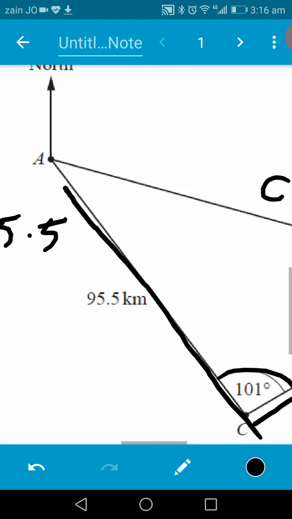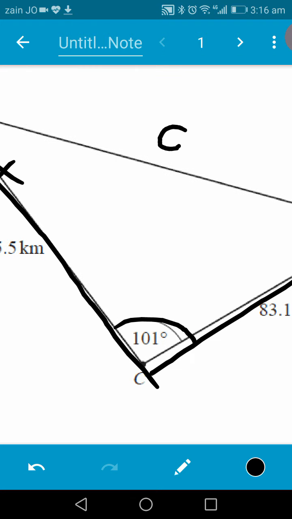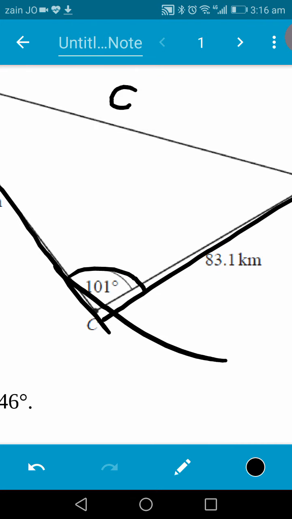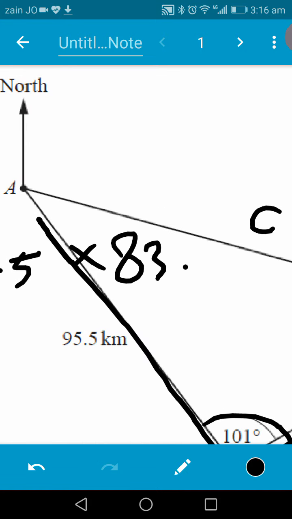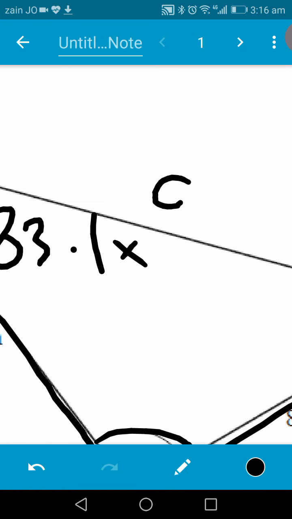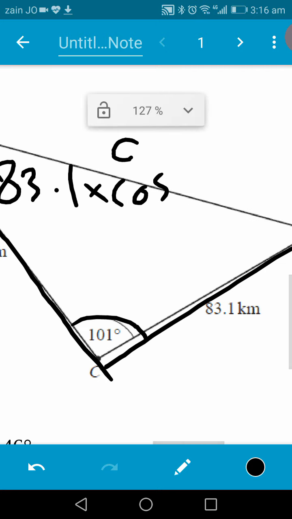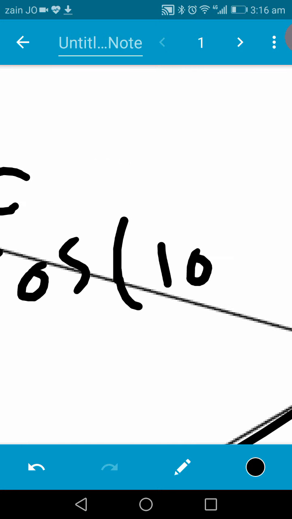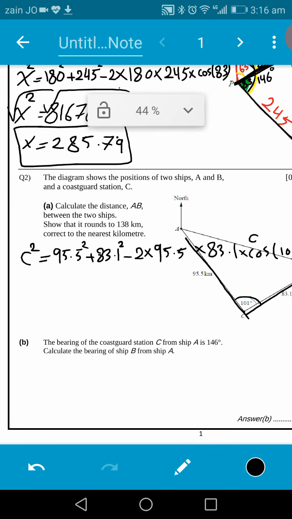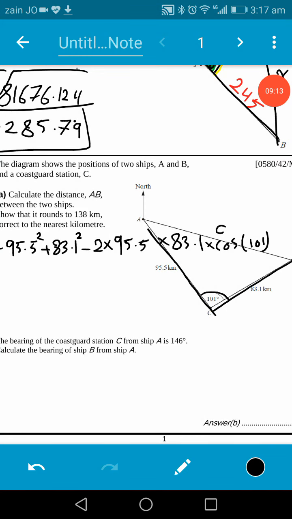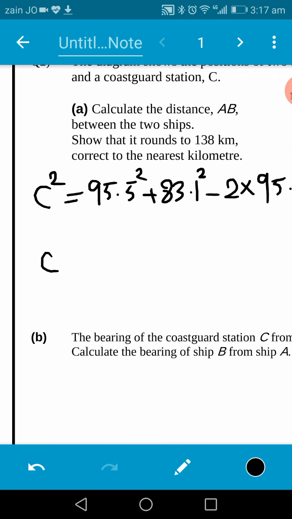95.5 times what? 83.1 times 83.1 times cosine of the included angle you have, 101. Then find the final answer. The answer is 19,000-something. You get C squared equals 19,000.